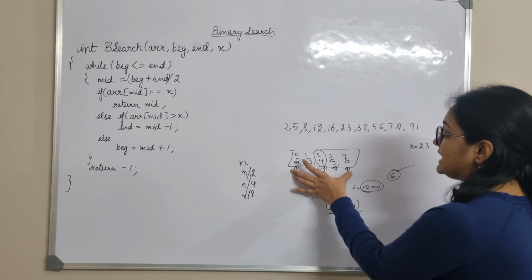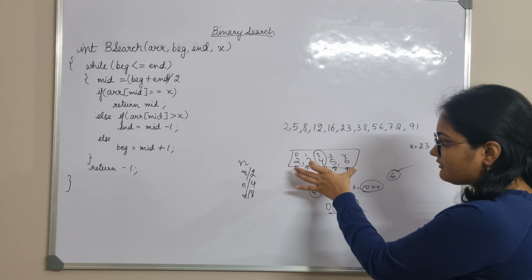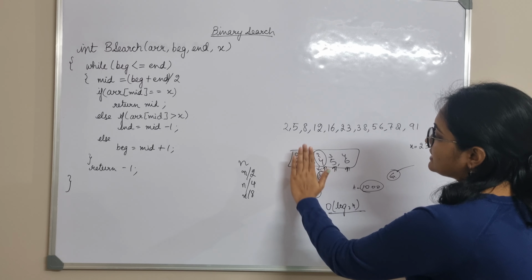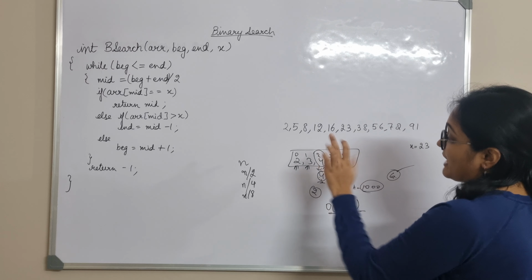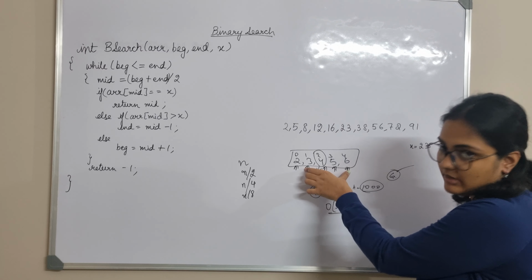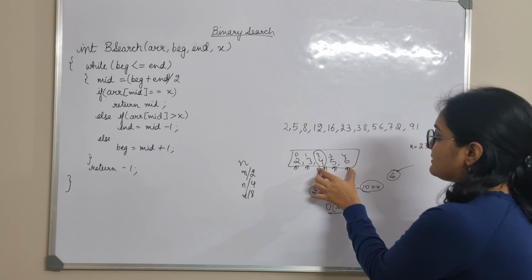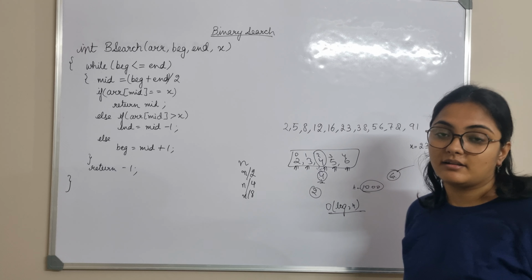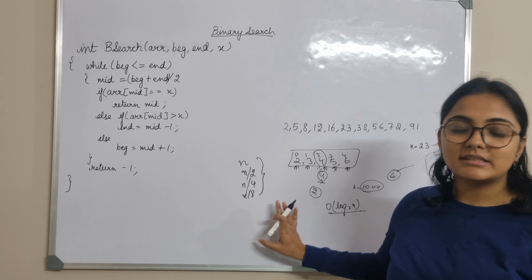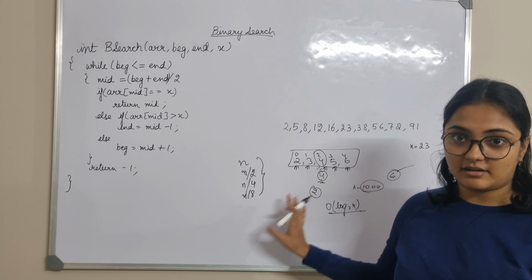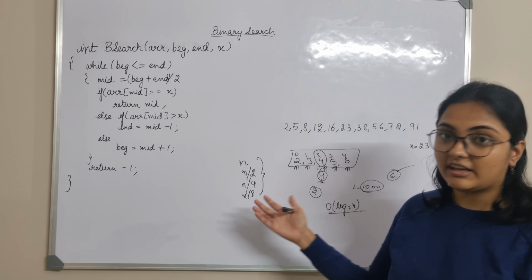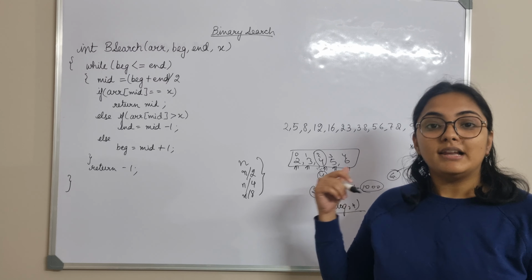Whereas in case of linear search, if you have read about linear search, every time the search space reduces by 1. So if it is n, then in the next iteration it will search n minus 1 elements, then n minus 2, then n minus 3, and so on, right? But in binary search, it reduces the search space by half in every iteration. That's why the time taken is comparatively significantly less as compared to linear search.